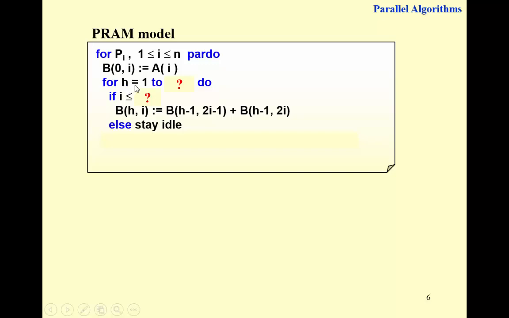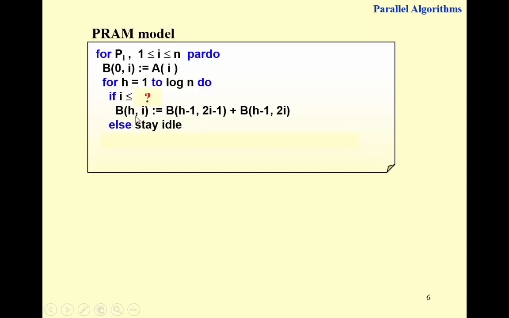And for h equals 1 to what? So what is the upper bound for h? It's just the height of a perfect binary tree, right? So that's log n. And for each round, only some of the processors are working. Others will stay idle, right?